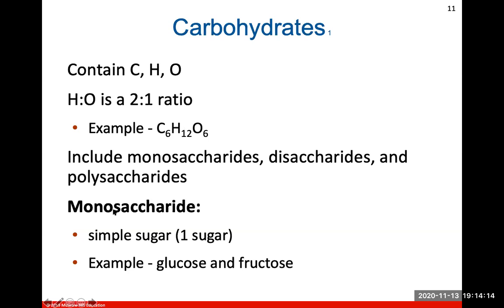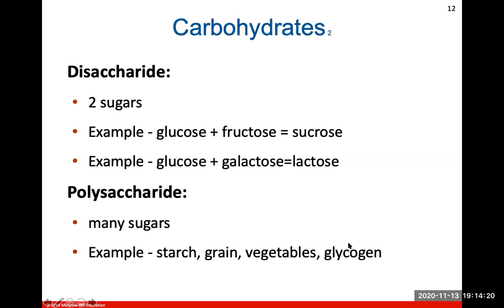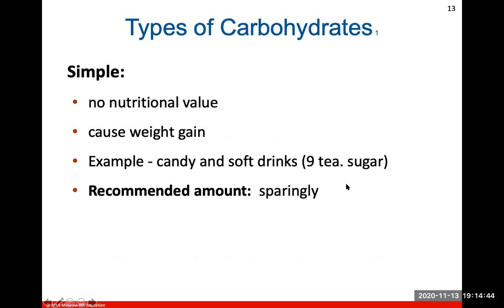A monosaccharide is a simple sugar made up of one sugar molecule, and examples of these are glucose and fructose. A disaccharide is 2 sugars where you combine monosaccharides together. So if you combine a glucose and a fructose together, you would get the sucrose disaccharide. Combining glucose and galactose, you would get lactose. And then polysaccharides are many sugars linked together, such as starch, grain, vegetables, and glycogen.